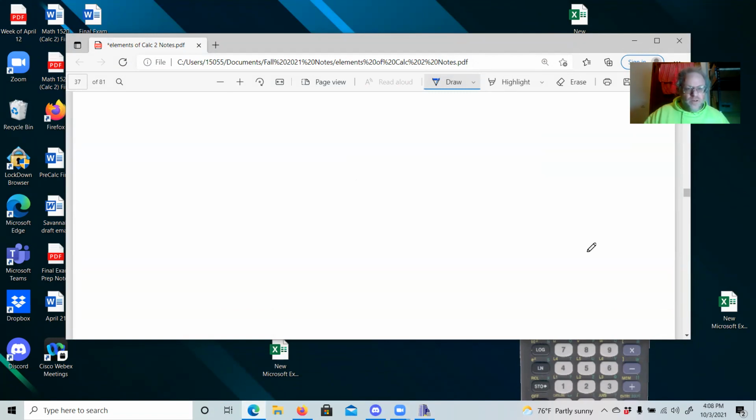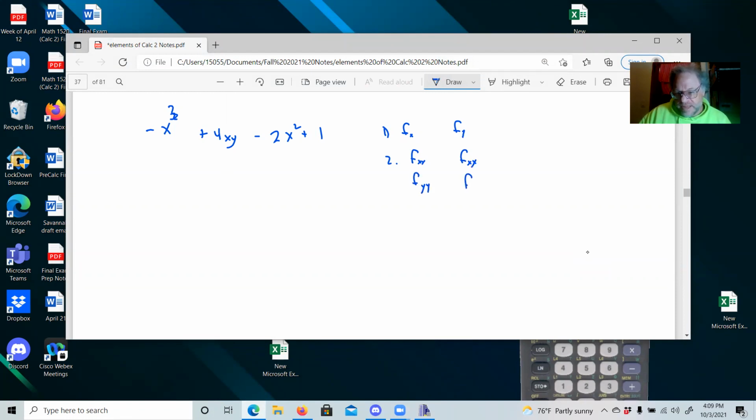Okay, so let's see here. We have negative x cubed, all right, plus 4xy minus 2x squared plus 1. All right, so what's our usual steps here, right? The usual step is we're going to find fx and fy. We're going to find all our partials or second partials. So we're going to find fxx, fxy, and fyy, and technically fyx, but since these two are the same, we're not going to worry about it.